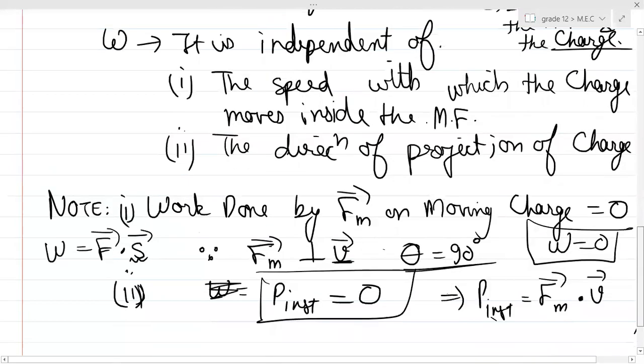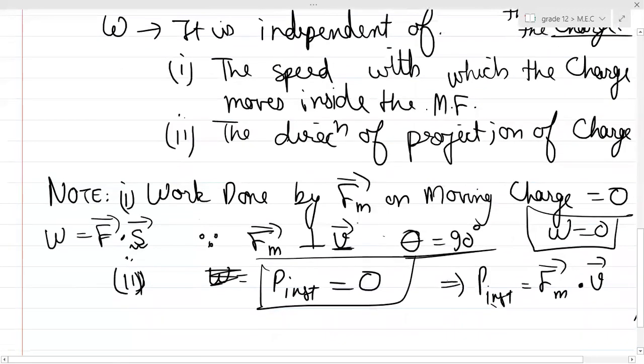It's a dot product, not a cross product. The power and work are scalar quantities. Dot product, F s cos theta.